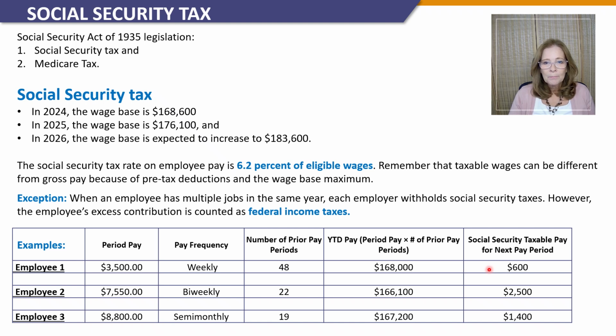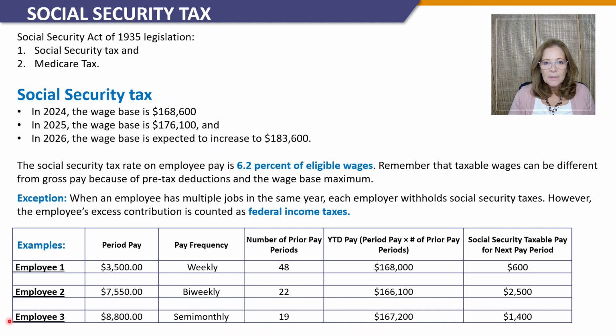Let's look at employee number 2, who is paid $7,550 and has earned $166,100 year to date. We compare the year-to-date amount of $166,100 to the maximum amount of $168,600 and determine that for the current payroll period, period number 23, only $2,500 are subject to Social Security.